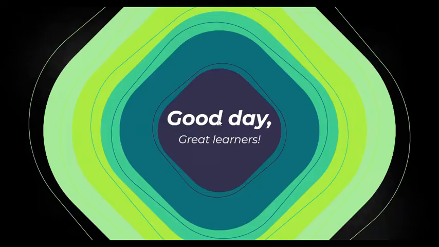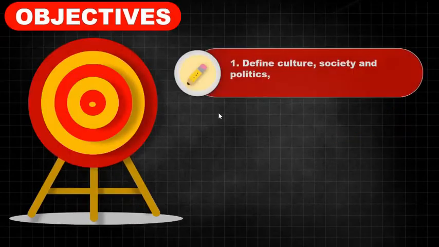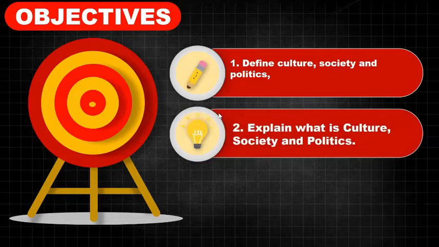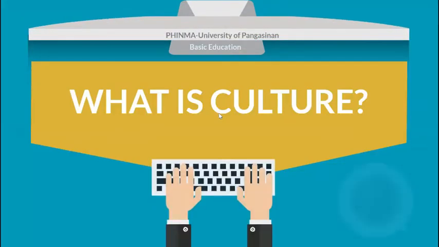But before we formally begin with our new lesson, particularly with the introduction of society, culture, and politics, allow me first to introduce to you the learning objectives that you should be able to learn after this lesson. Our objectives are: first is to define culture, society, and politics, and second is to explain what is culture, society, and politics. And without further ado, let's start our discussion.